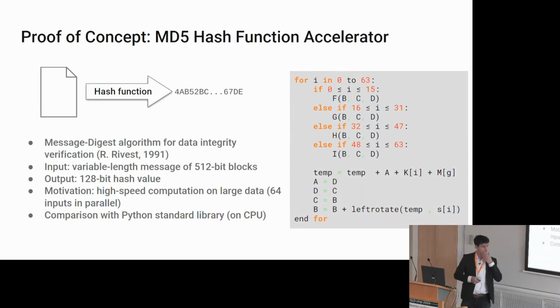What we did in our case, we developed an accelerator for the MD5 hash function. A little bit of background about MD5. MD5 is nothing more than an algorithm for hashing messages. It's one of the oldest algorithms and one of the simplest ones. The hash algorithm takes the message, then divides it into chunks of 512 bits, and for one message it outputs a 128-bit hash value.